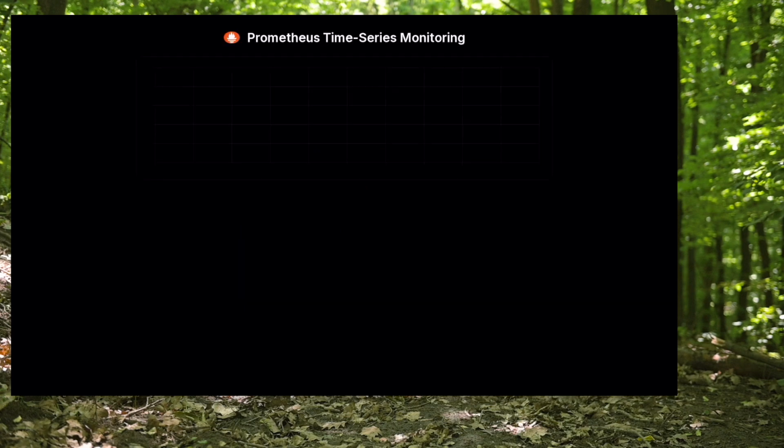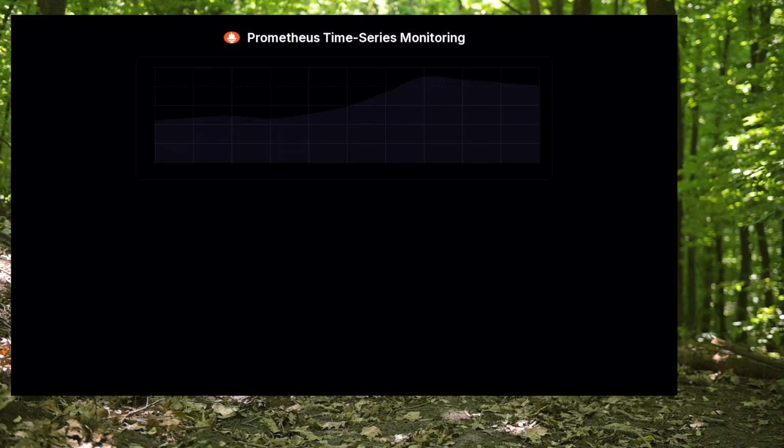Prometheus excels at collecting time series data, making it ideal for tracking metrics over time and setting up alerts based on predefined thresholds. This allows teams to quickly react to anomalies and prevent service disruptions, ensuring system stability.